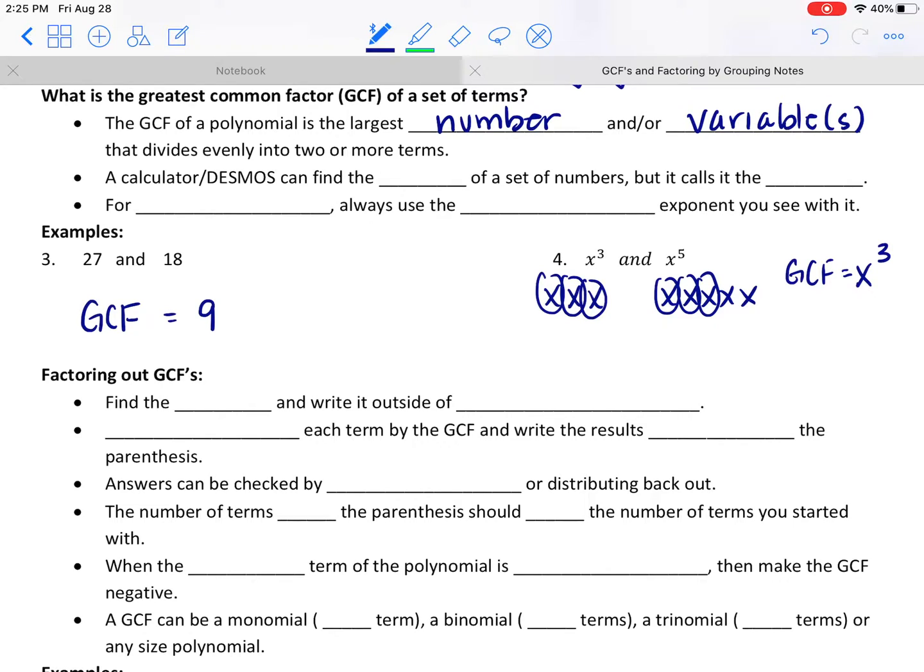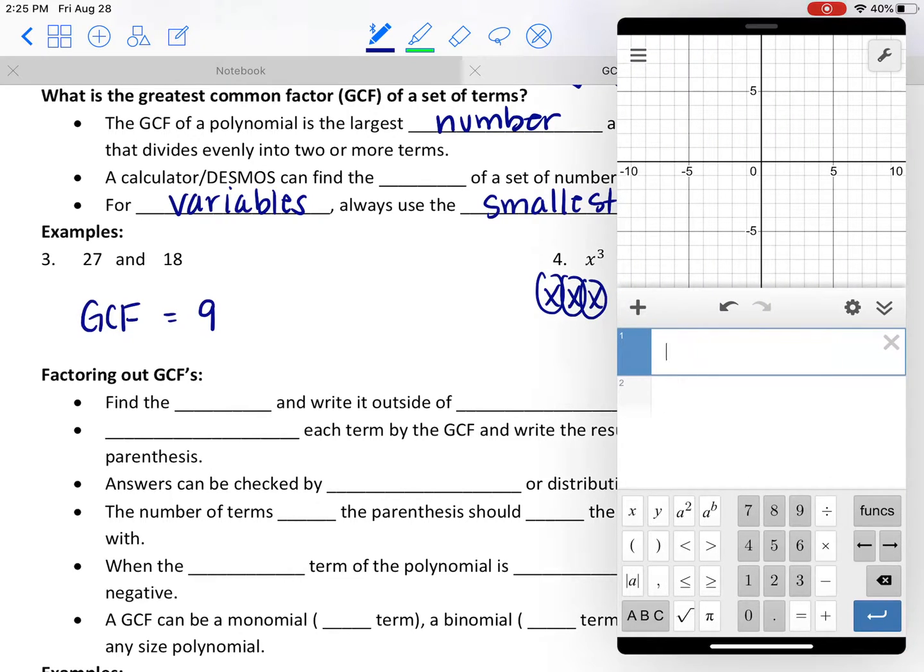For any variables, we want to use the smallest exponent that we see with those variables. And then 27 and 18, again, that wasn't too tough. 54 and 84, if I was looking at that and I couldn't see the greatest common factor was 6, then you could also use technology.